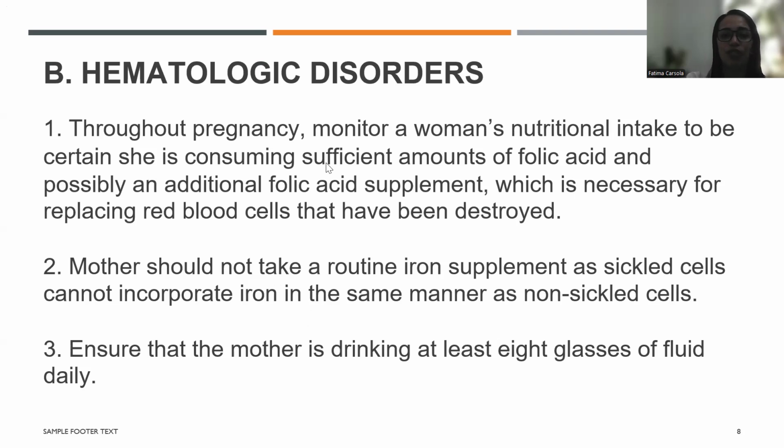For hematologic disorders, throughout pregnancy, the nutrition of the woman, for example, folic acid supplementation, should be given. Sometimes the doctor will increase the dosage of this folic acid, and the mother should not be taking iron supplement, because of the effect of iron supplement on the body when you are having hematologic disorders. Then the doctor will suggest that you will need to have this folic acid. Ensure that the mother is drinking at least 8 glasses of fluid daily, of course.